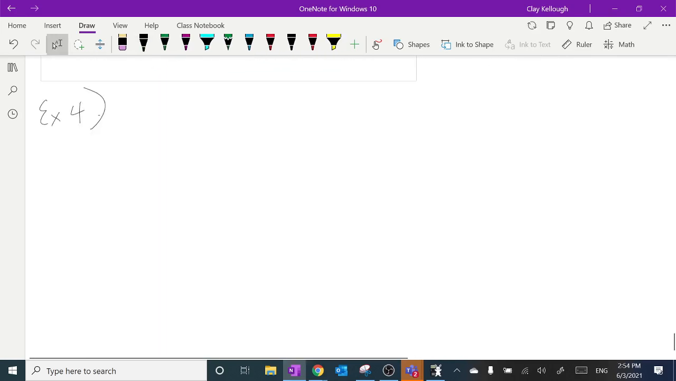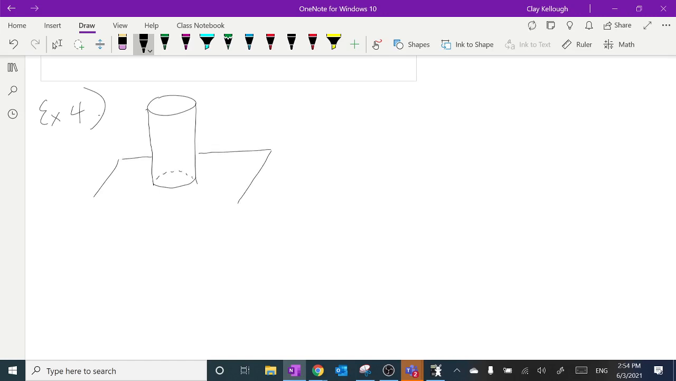Like, for example, what if I stuck this cylinder, pretend those are straight lines, okay, onto this box, or rectangular prism.